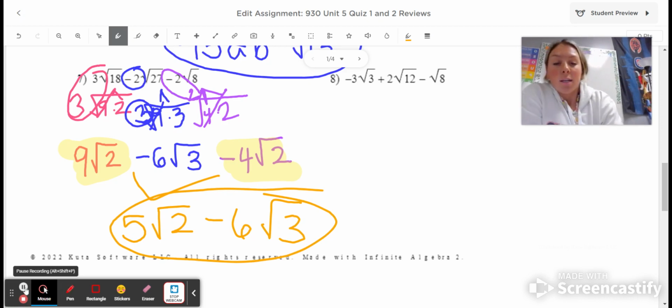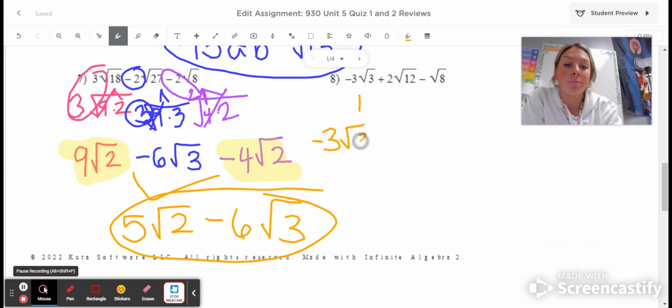All right. Number 8, negative 3 square root 3 plus 2 square root 12 minus square root of 8. So negative 3 root 3, that cannot be simplified. Square root of 3 is not divisible by any numbers. It's prime. So I'm going to leave that alone. I've got negative 3 square root 3.